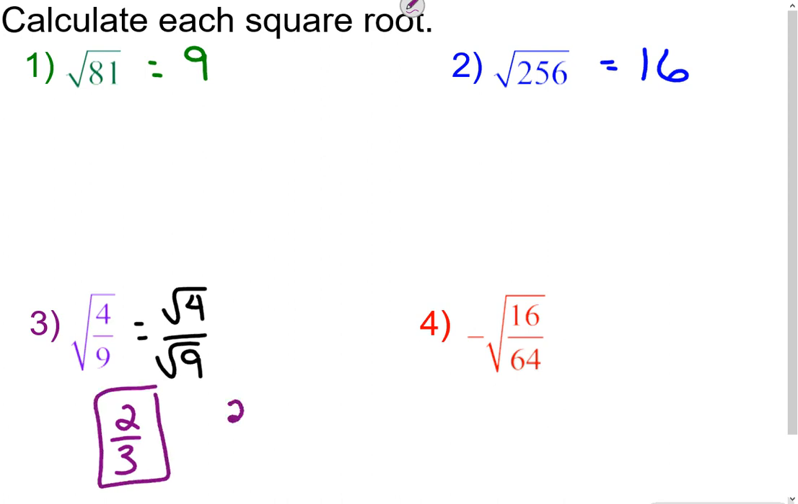Now here's why. If you take 2/3 and you multiply it by 2/3, 2 times 2 is 4, 3 times 3 is 9, and there you go. What times itself is 4/9? It's 2/3. That's why it's your answer.